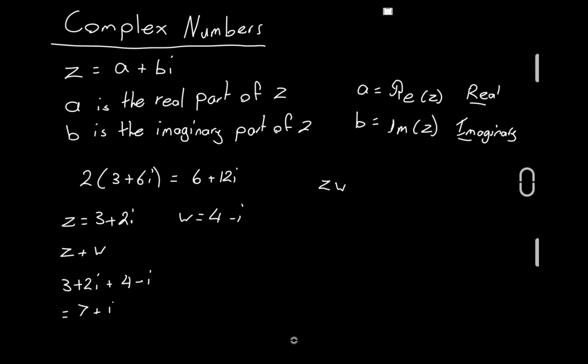If I've got zw, so z times w, let's do that one. So that's going to be equal to 3 plus 2i multiplied by 4 minus i. And what this is going to be, let's work it out. We've got 3 times 4, which is 12, plus 8i take 3i take 2i squared. So you've got to remember that in this case, there's going to be that i squared part that'll come into it. So what will this be in the end?